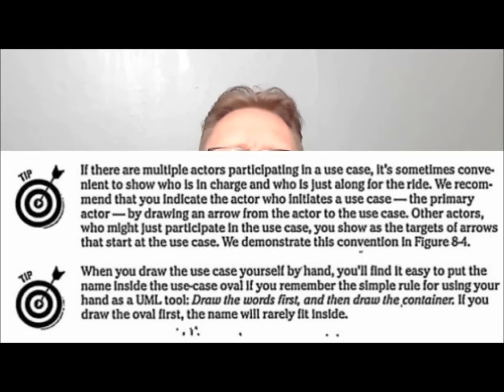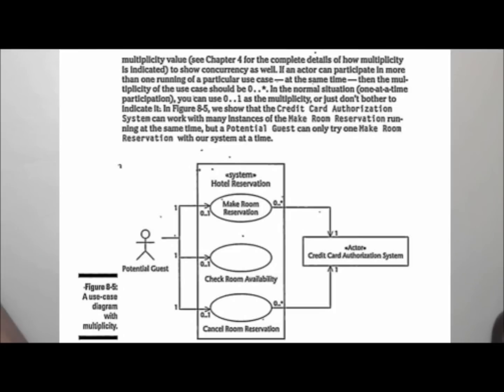So let's talk about multiple actors. And what this slide does is actually a nice job of describing the multiple actors. What it says here is nearly always there's someone who's in charge of the use case and someone who's just along for the ride in the use case. And the example we just gave is a great example of how to handle this. The potential guest is the person driving everything here in these use cases, making a room reservation, checking room availability, and canceling room reservations. Those are all driven by the potential guest. And the way we show that is the direction of the arrow from the guest to the use case.